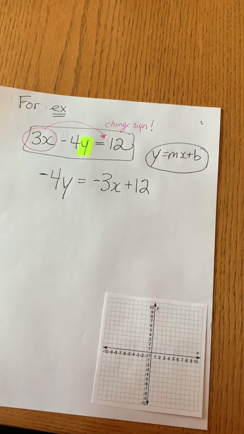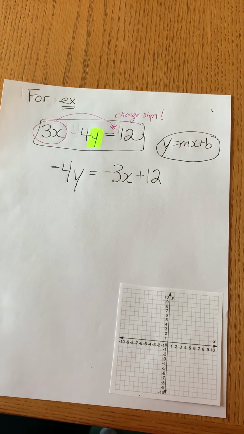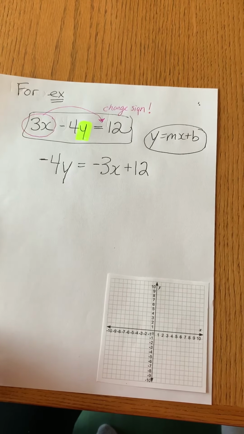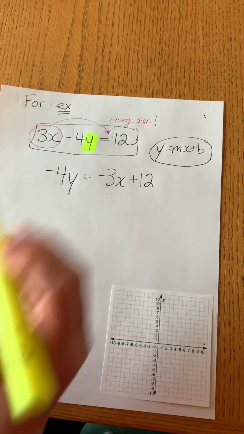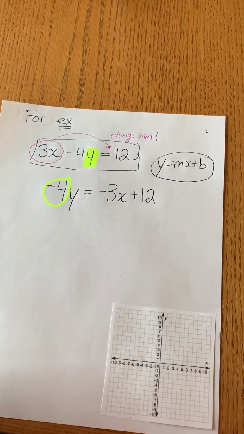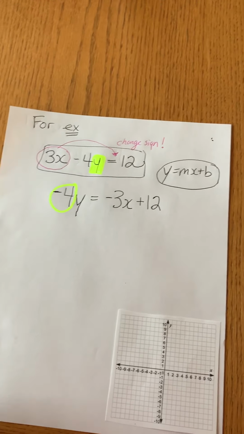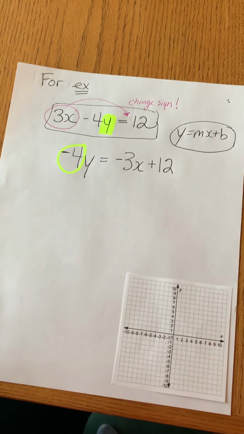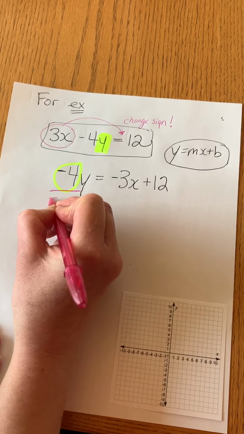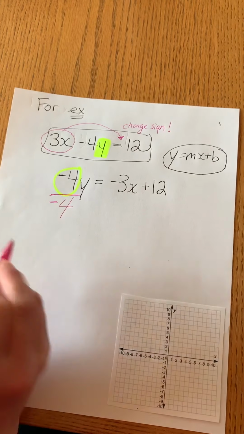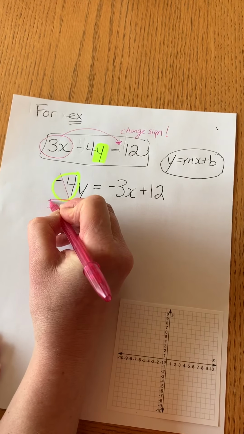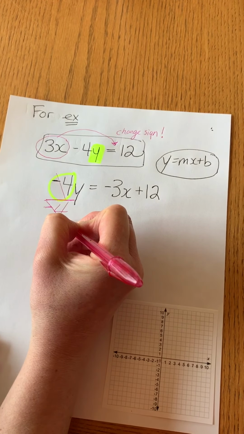Okay, now last example, once we did this, we were done. The equation was in slope y-intercept form, but the problem is we've got this -4 here attached to the y that we have to get rid of. So in order to get rid of that -4, we have to divide by -4. And that way, this -4 on top will cancel out this -4 on the bottom.